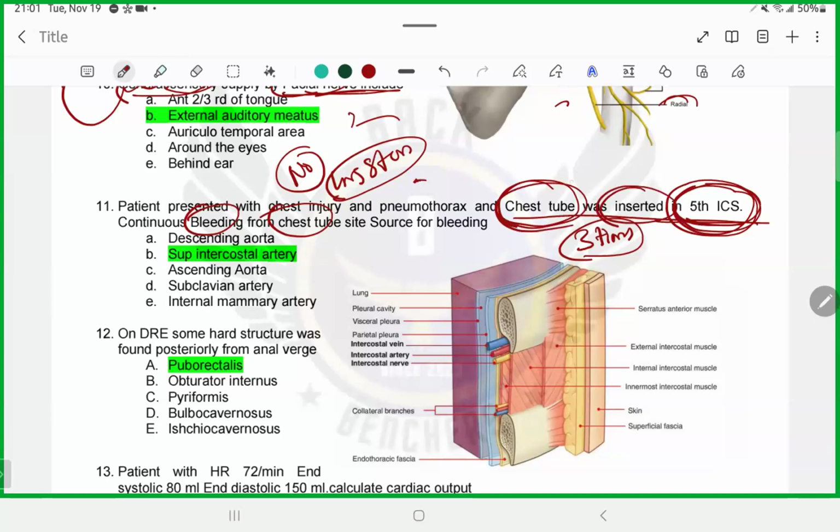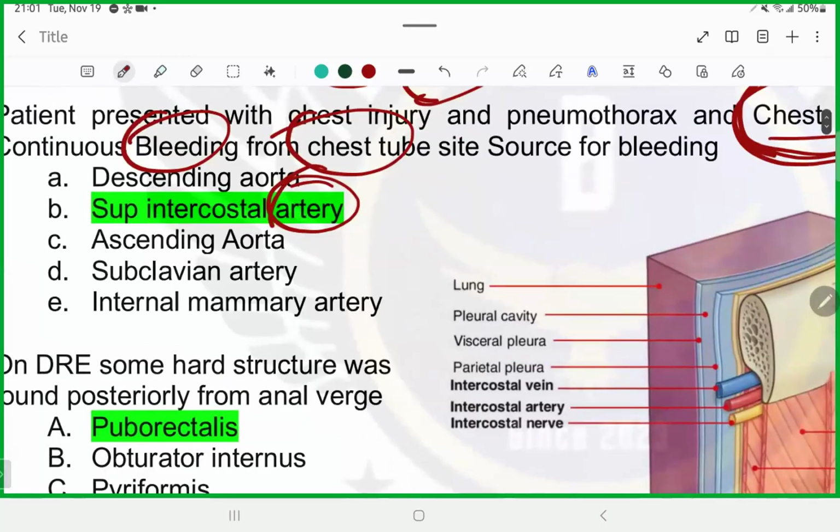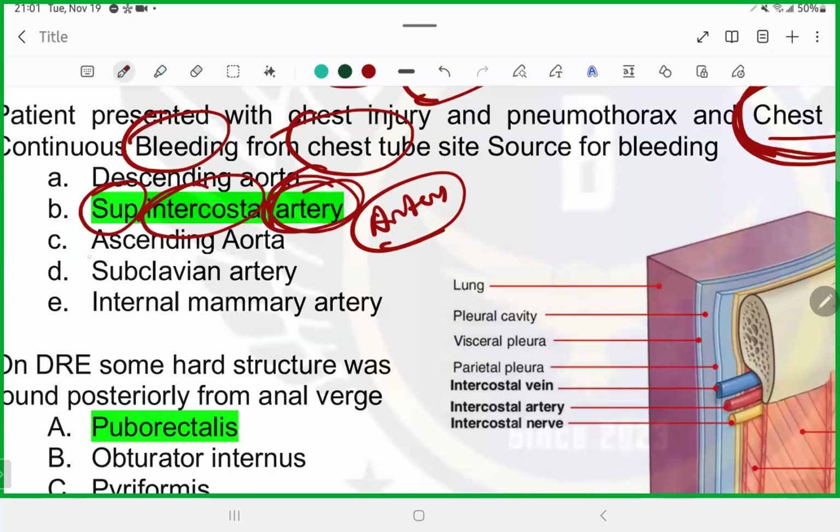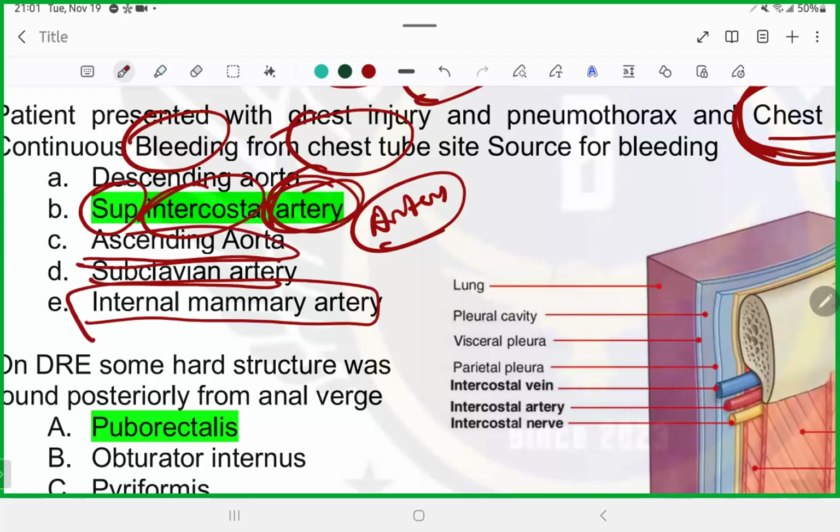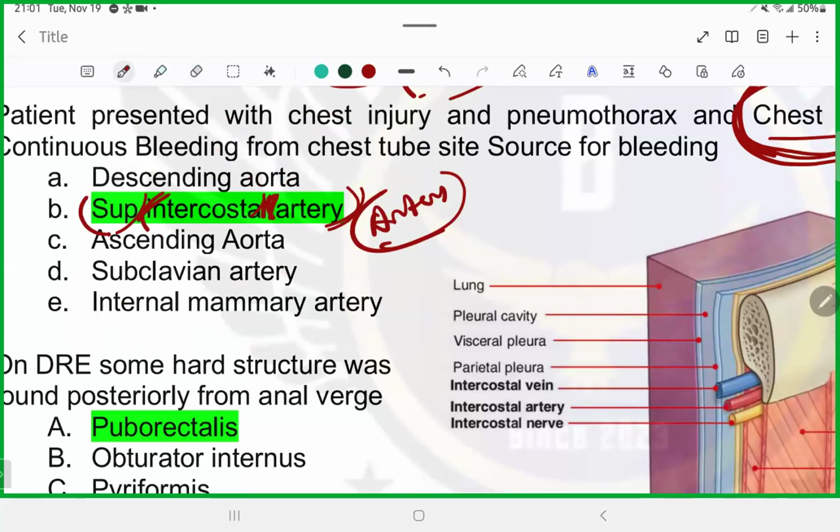So they are just asking the way I told you in class that if there's any bleeding during thoracocentesis or chest tube insertion or needle decompression, remember it's always from the artery. So of course it will be from intercostal artery. I don't need to explain it more. But you might get confused with superior intercostal artery. So there must be an inferior, but see, they will not give you an inferior intercostal artery as a choice. These choices are pretty straight, and you will understand if you get my clues.